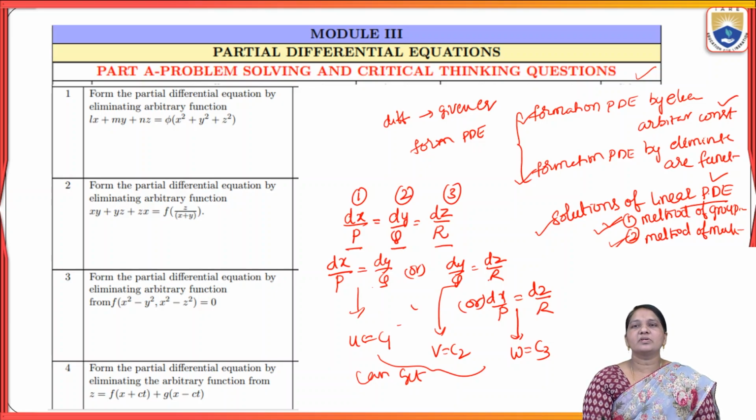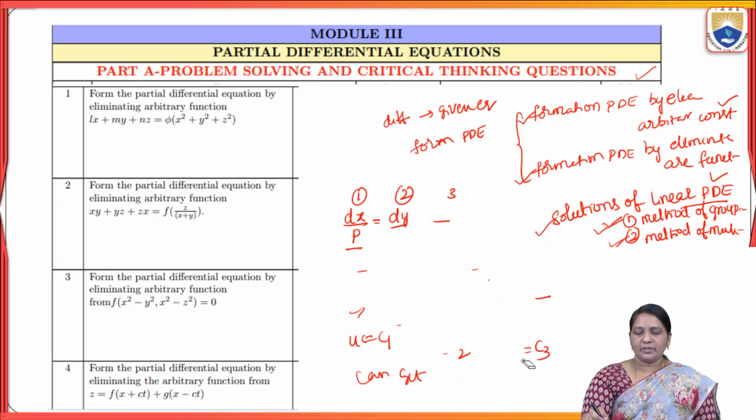In some of the equations, we may get only two solutions. So that's why we have to check about the equations. Based on that, we have to select the set of equations. So coming to method of multipliers.